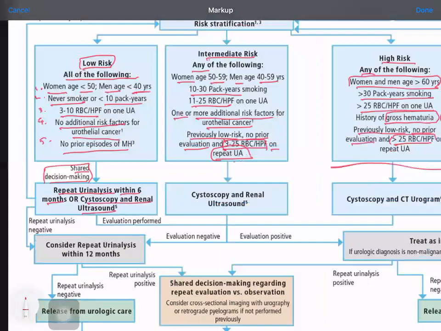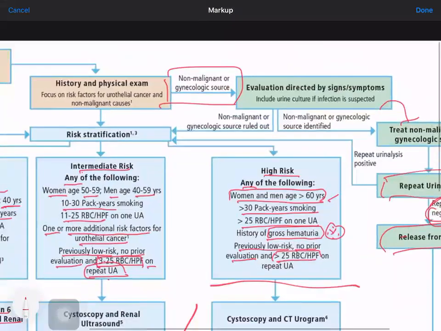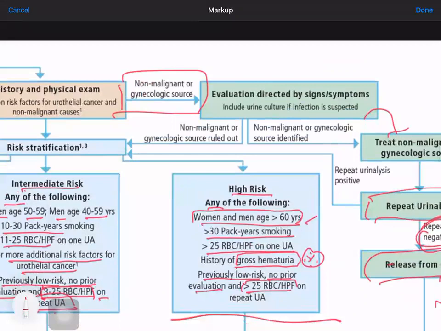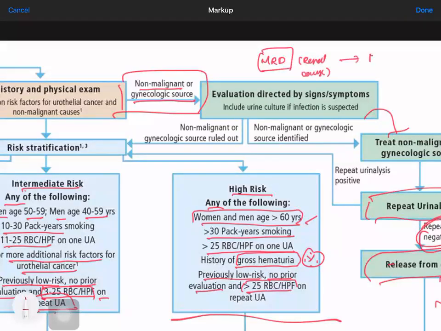One thing I forgot to mention is that the first thing I said is we have to rule out a non-malignant or gynecological source for hematuria. In the non-malignant source, medical renal disease will also be there. That is, a renal cause is also one of the causes for hematuria. So what we are going to do is go for a biopsy.